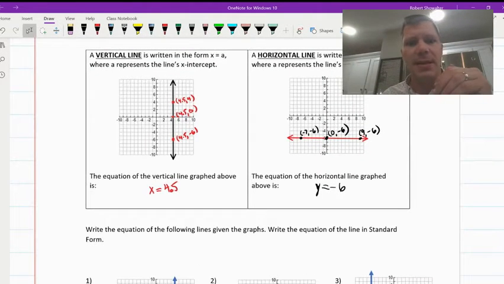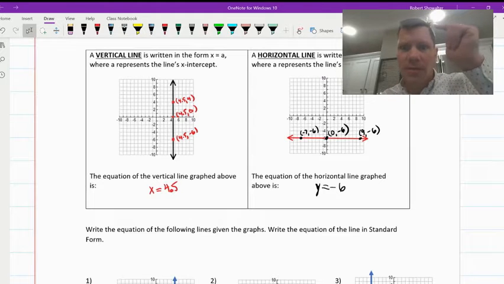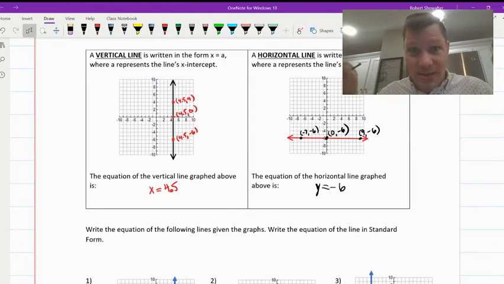Okay, some memorizing things if you want. Vertical lines, x equals equations. Horizontal lines, y equals equations. Got it.